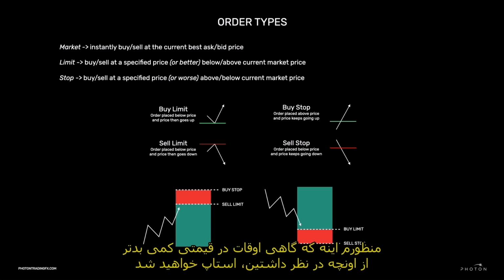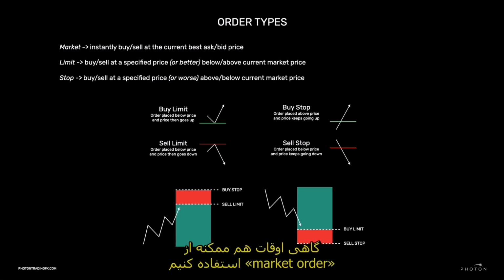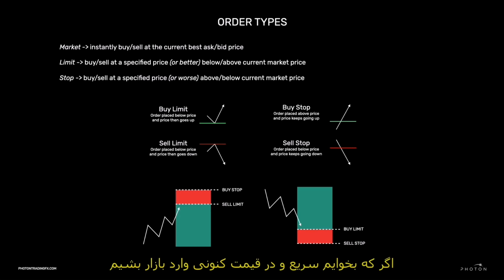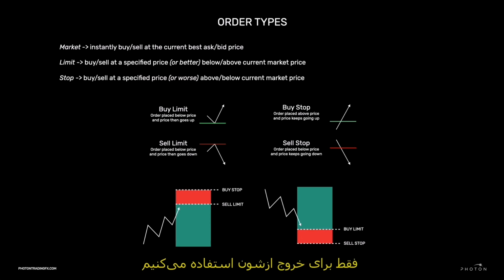Now, with the Photon strategy, to enter the market, the majority of us will be using limit orders to enter our positions, and sometimes you might use a market order, if you need to just quickly get in at the current market price. Stop orders are not something that we typically use to enter the market, we just use them for exits.